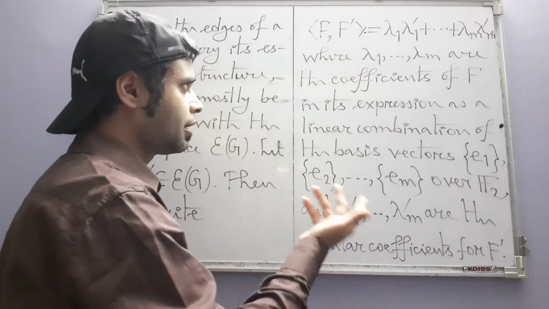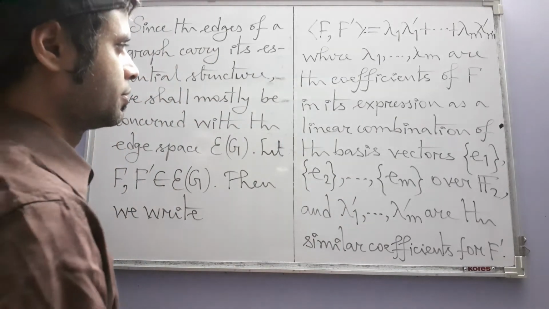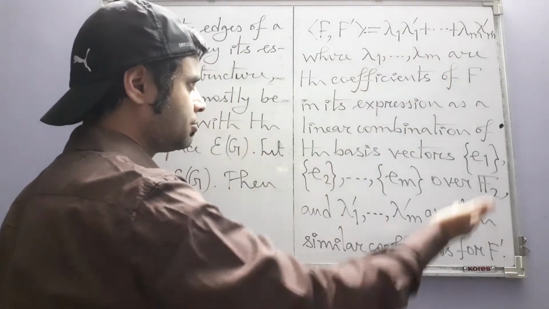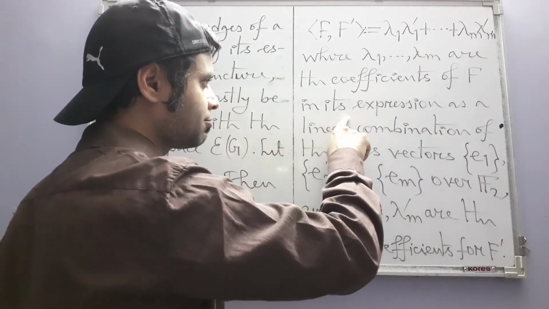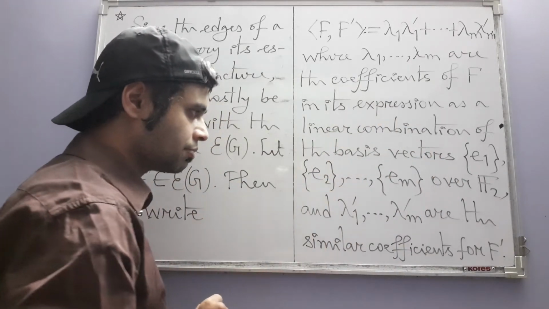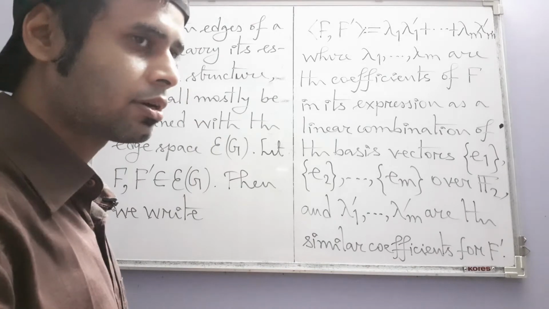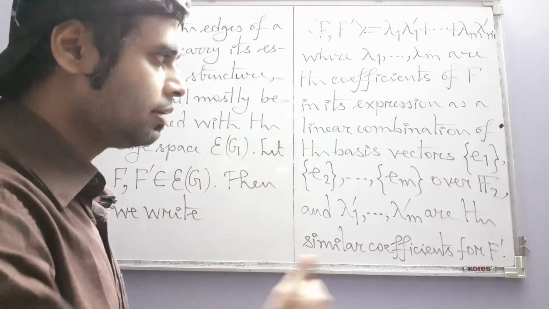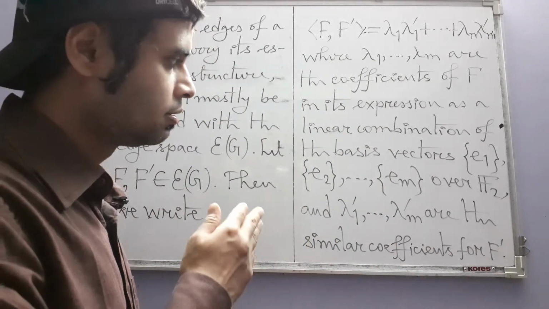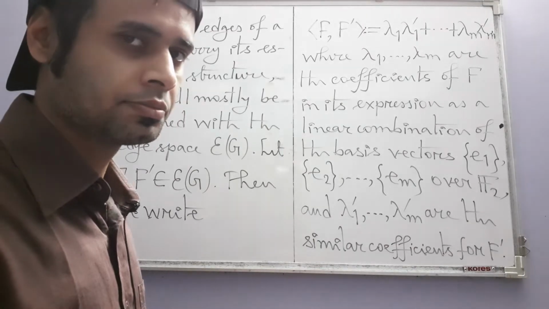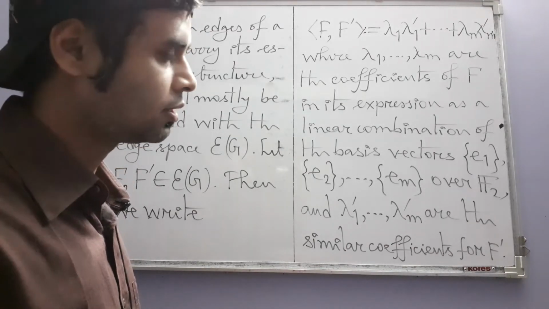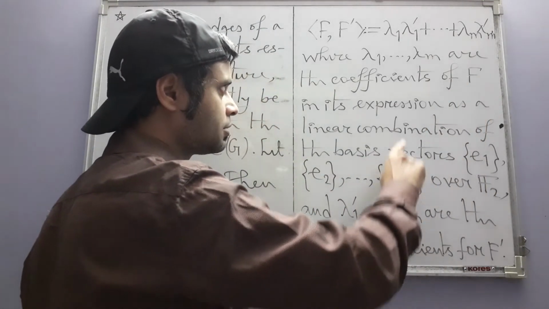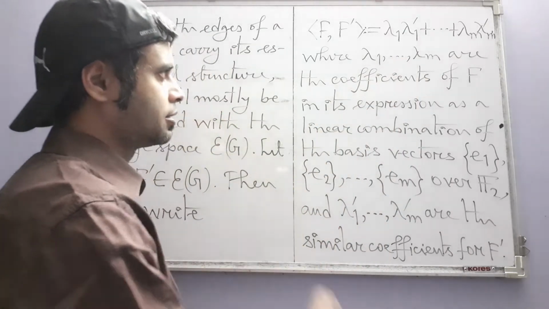a kind of inner product of them. Now these lambda 1, lambda 2 up to lambda m are the coefficients of f when you express f as a linear combination of the basis vectors. Keep in mind that because this is a vector space and this is a basis, every vector is a linear combination of the basis vectors with unique coefficients. These are things we already know from vector space theory. So when you express f as a linear combination of the basis vectors, you get these unique scalars.